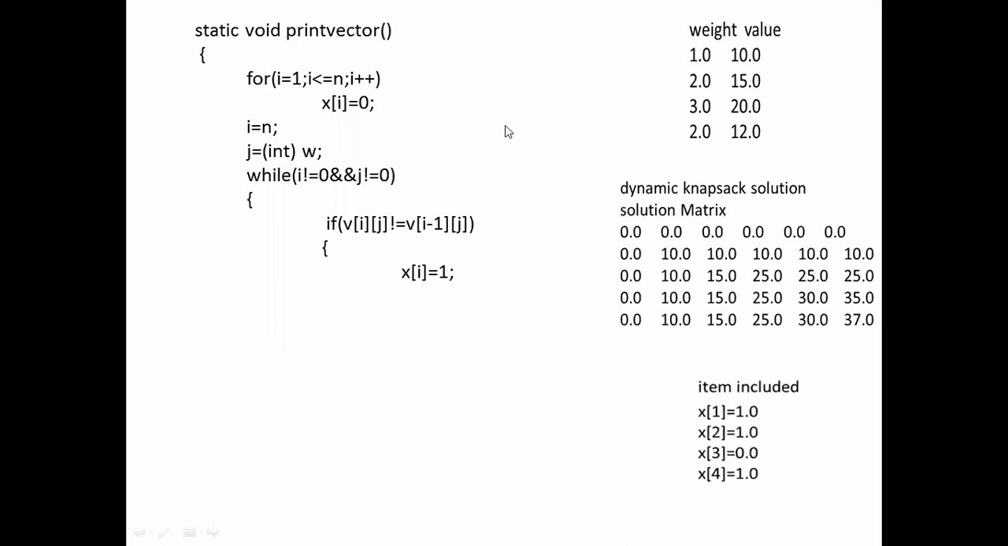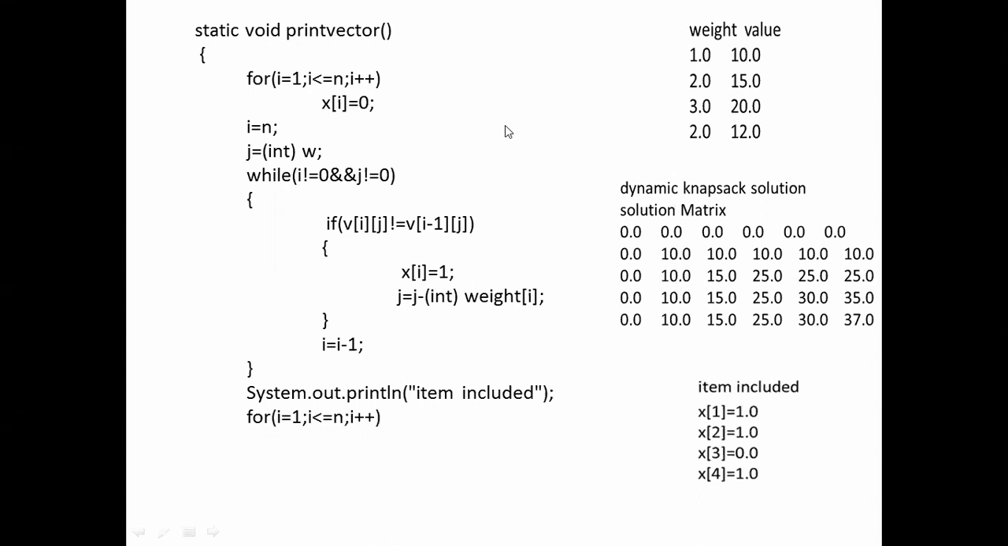So same thing will be done here. x of i = 1, j = j minus int of weight of i. Then close this. So i = i minus 1. Then close the while loop also. System.out.println item included, for i = 1 to n. So we are going to display the value of i.